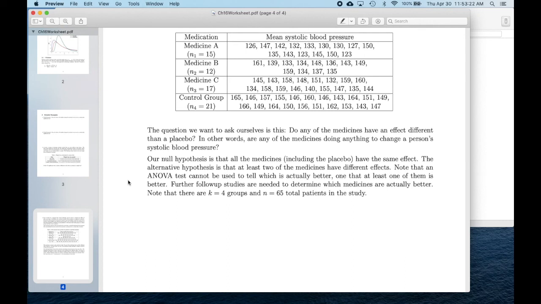I want to point out that an ANOVA test is not used to tell you which one is better. I mean, maybe in this one you can see that probably it's medicine A. Those numbers on average are lower than the numbers for B, C, and the control group. So it's probably A, but you don't get that information from the ANOVA test. The ANOVA test can only tell you that there's a difference in one of the medicines versus one of the others. So it just tells you that you have two different medicines that have different patterns. Okay, it doesn't tell you which one's better.